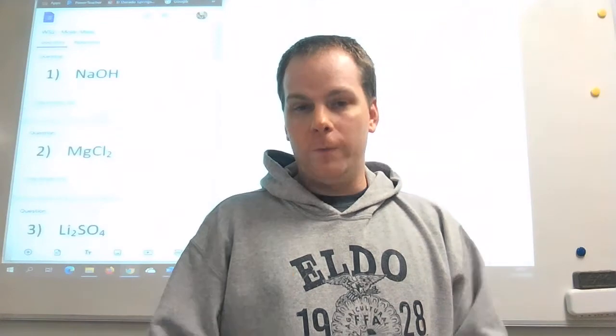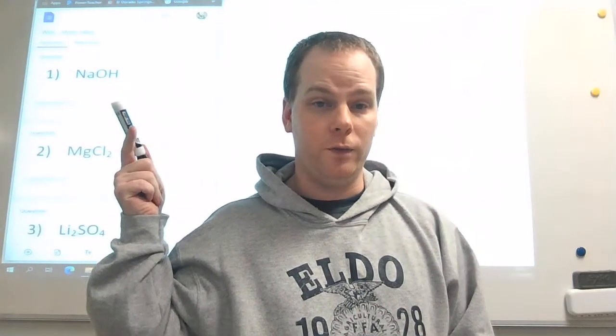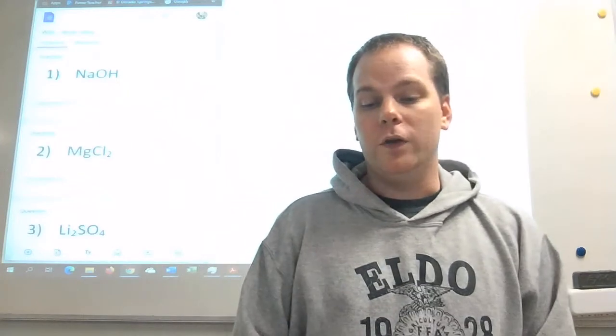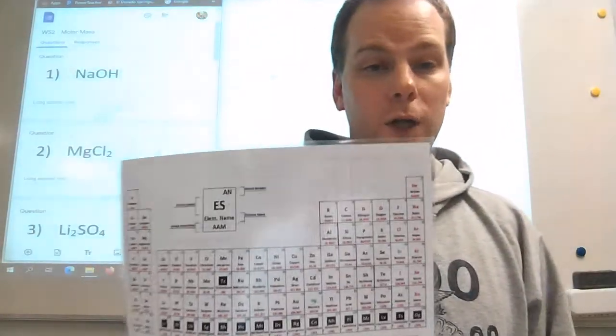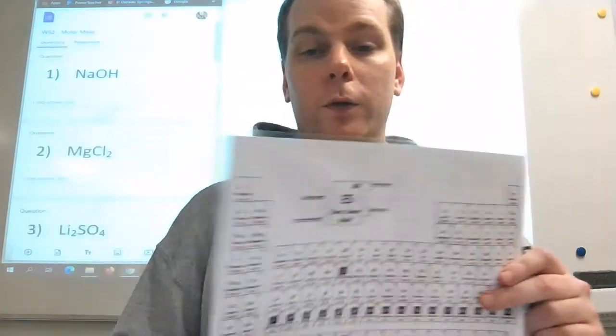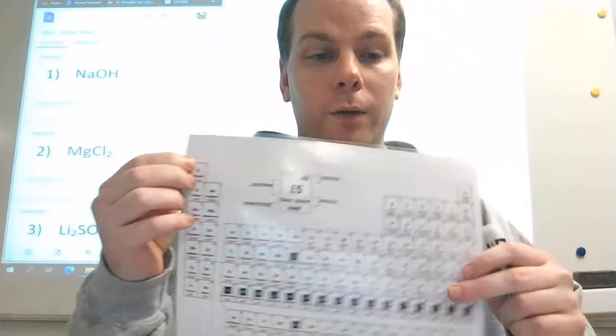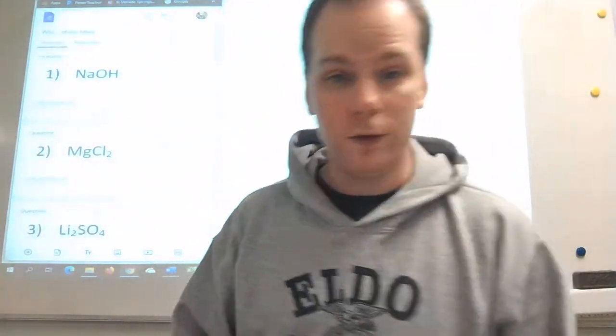So first off, we're going to do a simple one, NaOH, sodium hydroxide. So we need to find sodium, oxygen, and hydrogen on the periodic table. So sodium is here, hydrogen is here, and oxygen is here. So I'm going to list those elements on the board.